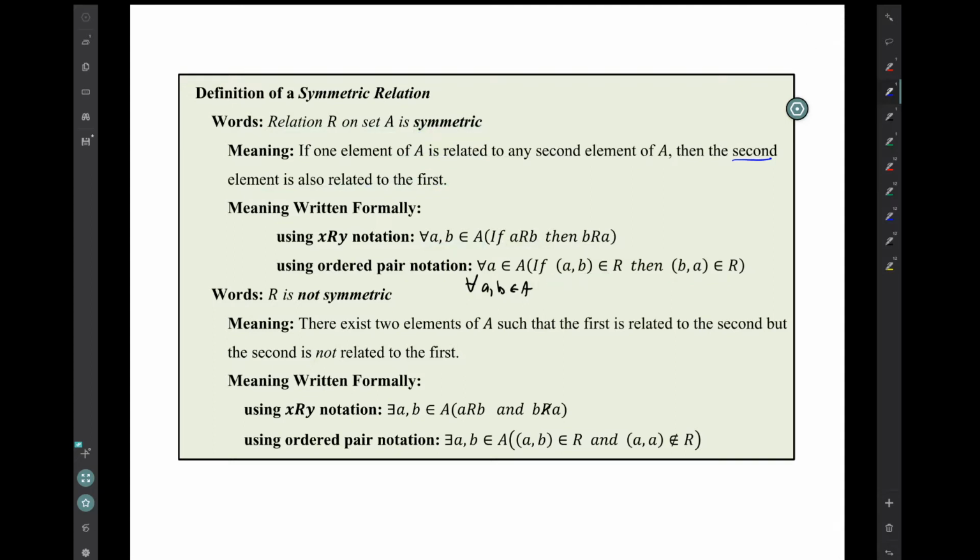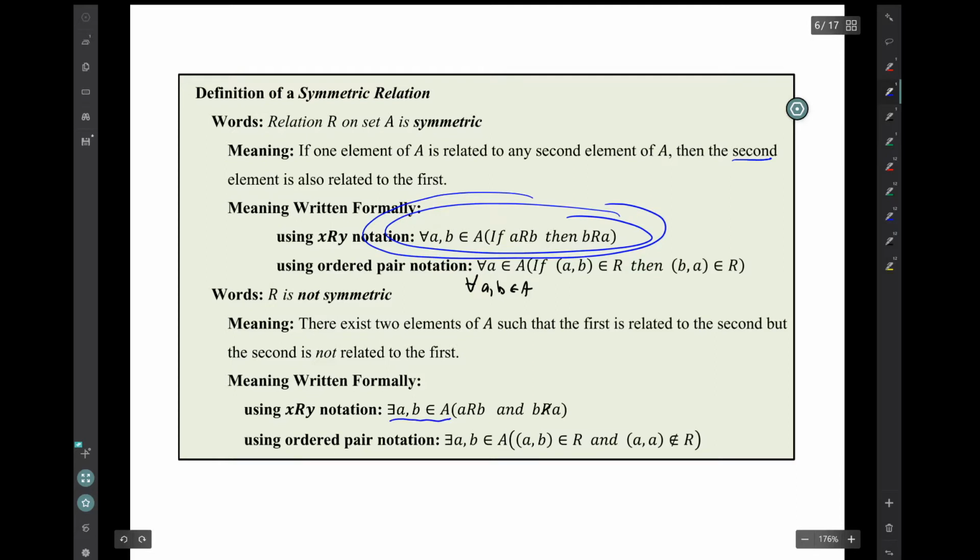Now we're going to be interested in knowing when relations are not symmetric. That just simply means that the negation of this is true. So the negation of that would be this. There exist elements A and B in set A such that A is related to B and B is not related to A. So the ordered pair A comma B is in the relation, and the ordered pair B comma A is not in the relation.